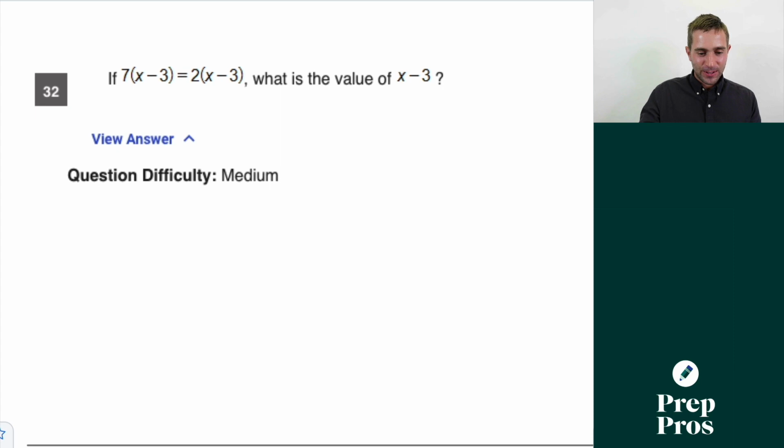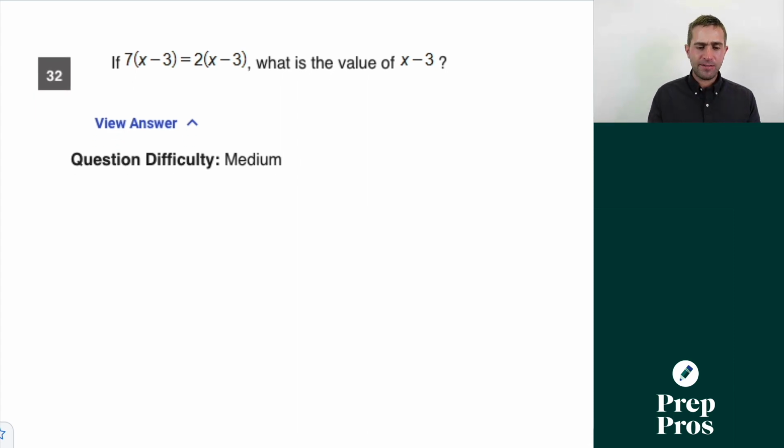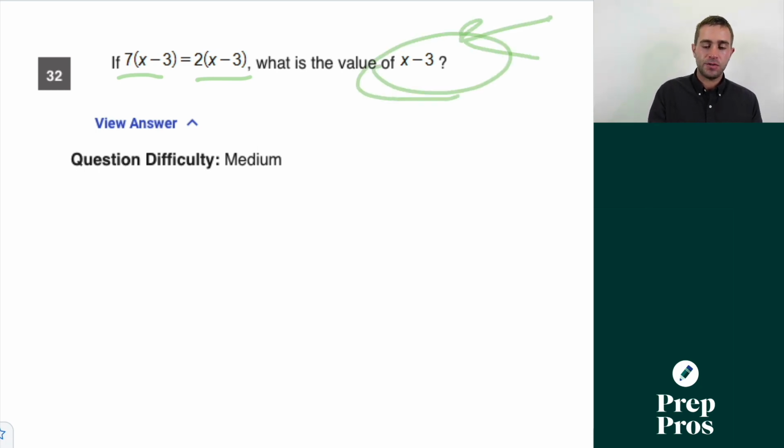All right, question 32. If 7x minus 3 equals 2x minus 3, what is the value of x minus 3? Well, I'm just going to distribute this out, solve for x, then I can solve for x minus 3. Always circle statements like this. There are a few of these on the no calculator section. If you're ever solving for something that's not just x, put a big circle on the page. It's going to save you from a silly mistake.